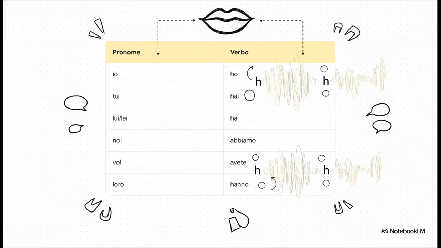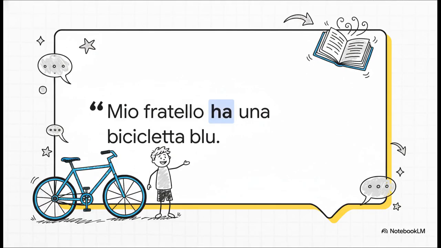Io ho, tu hai, lui, lei, ha. Then we have abbiamo, avete, and finally loro, hanno. You hear that? No H sound at all. Let's see how this works in a real sentence. All right. Check out this example.